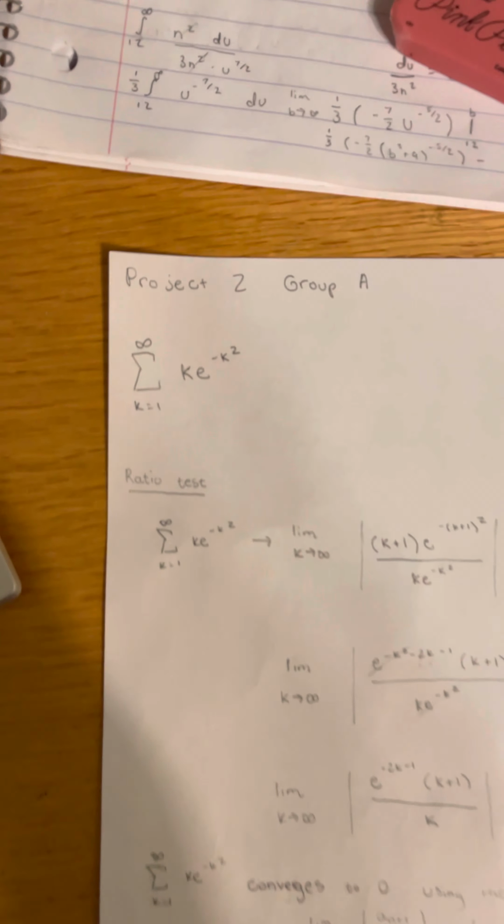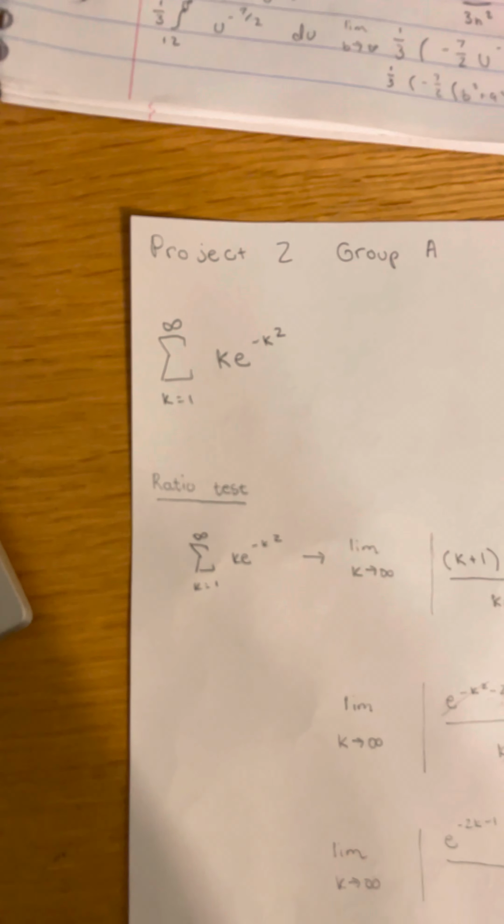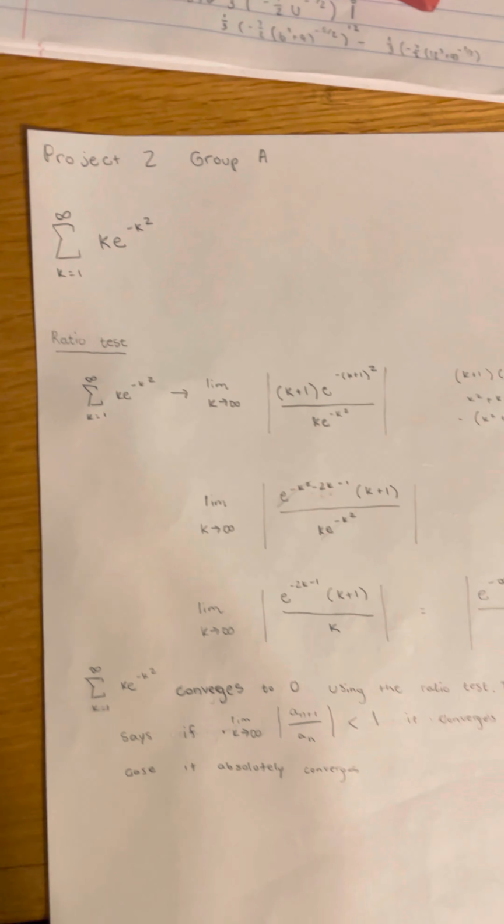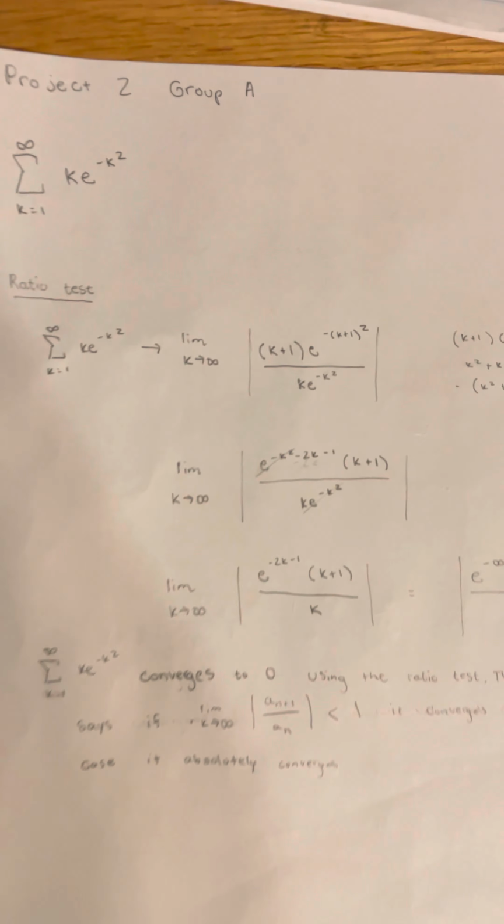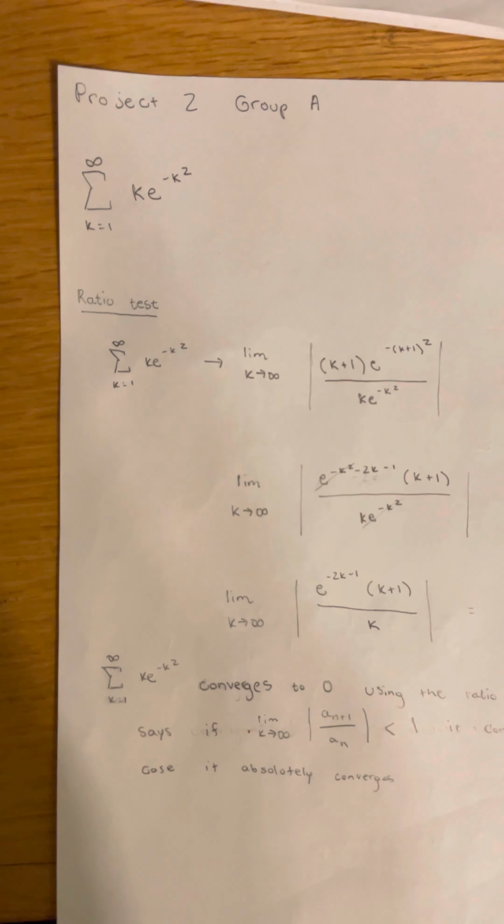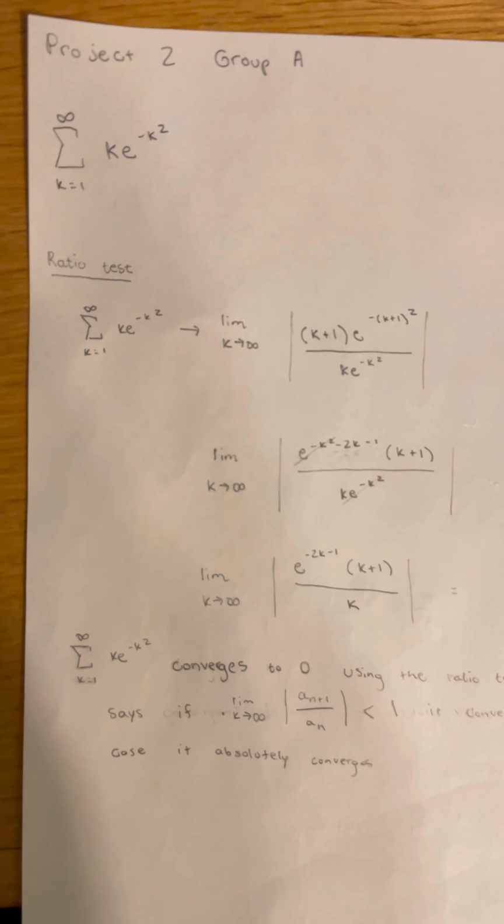I was in group A for project 2, so this was my problem up top here. And I looked at it, and when I was deciding whether to do the ratio or the root test, I saw that I couldn't just divide by the square root of k. So I decided to do the ratio test.